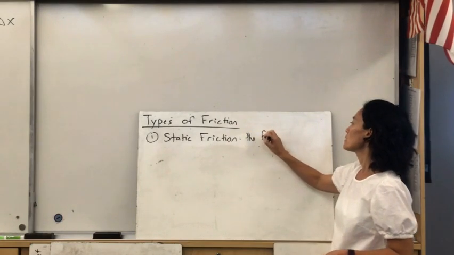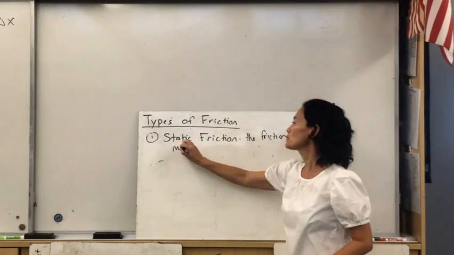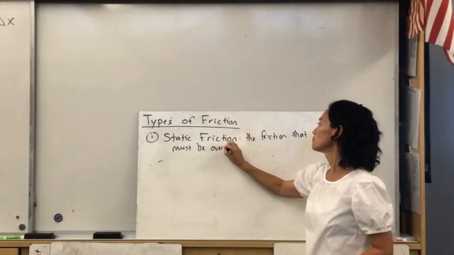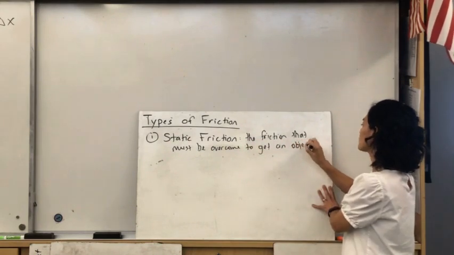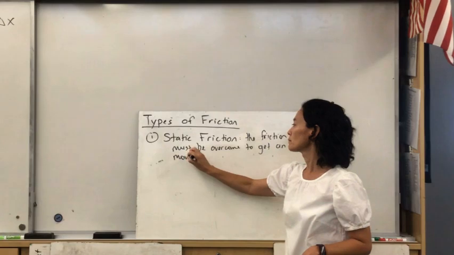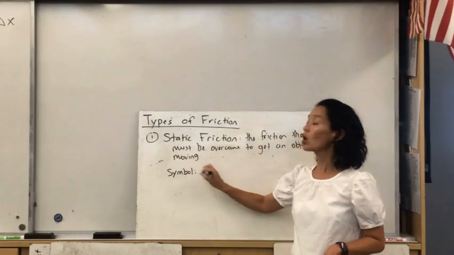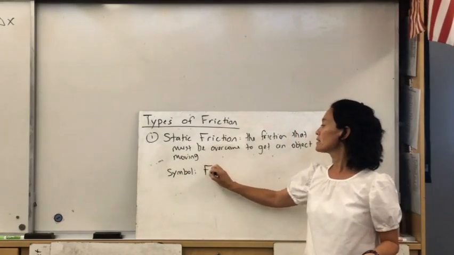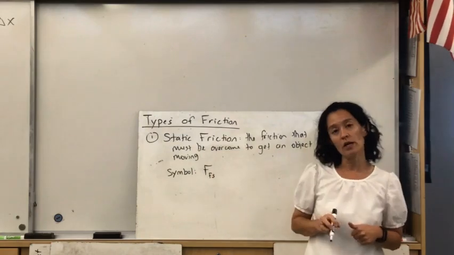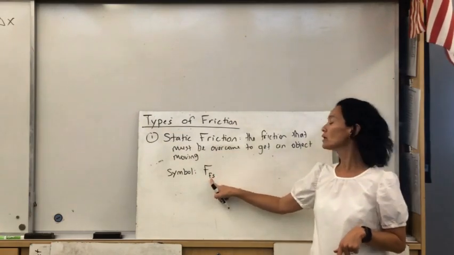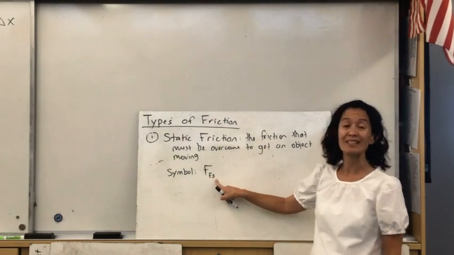So this is friction that must be overcome to get an object moving. And in terms of its symbol, if you recall, the symbol for friction was F sub F. And since this is static friction, we would put a sub s as well. Some texts put a little comma there. Whether you do or not, I'm not going to be persnickety about that. But it just symbolizes that this is the force of friction, specifically static friction.